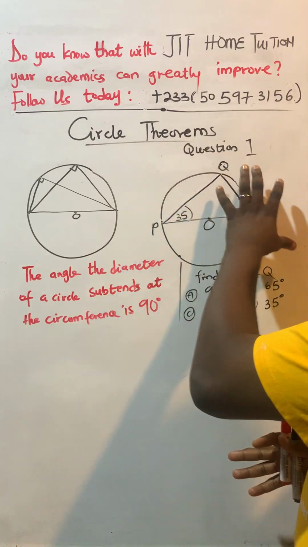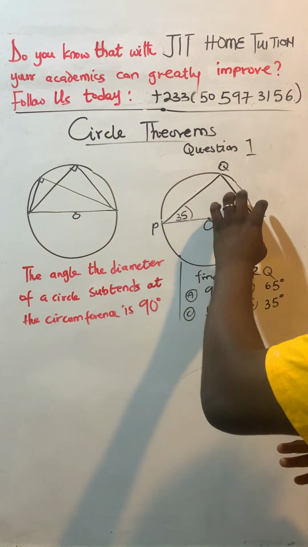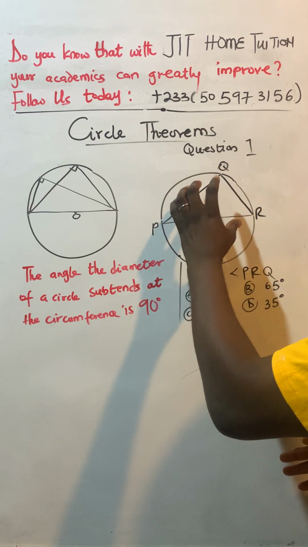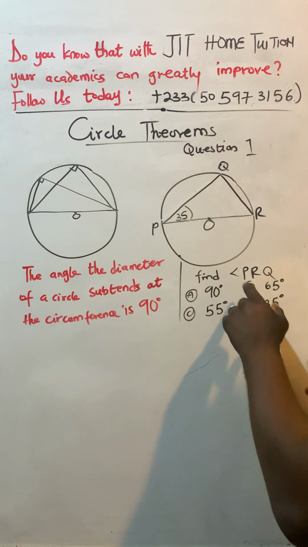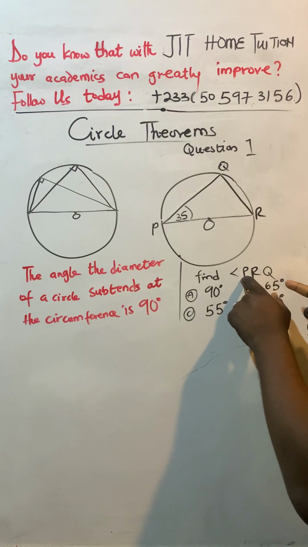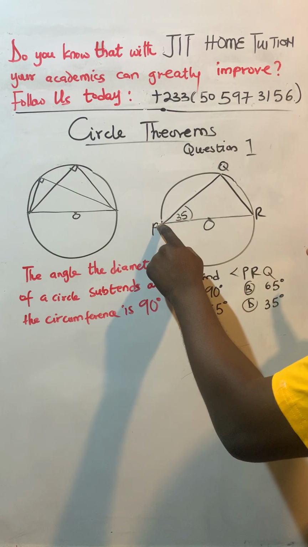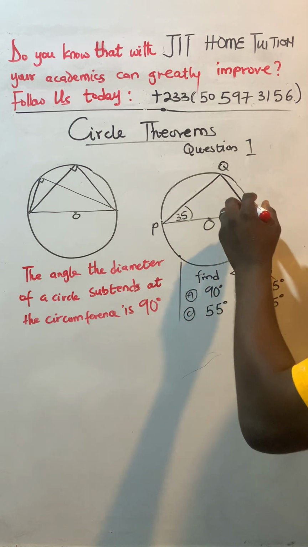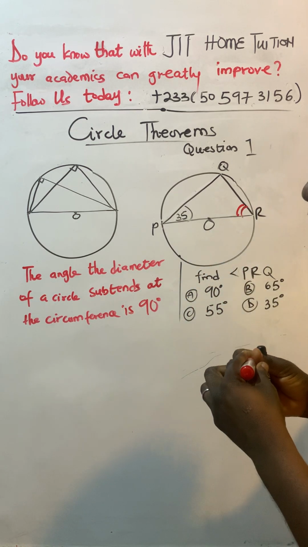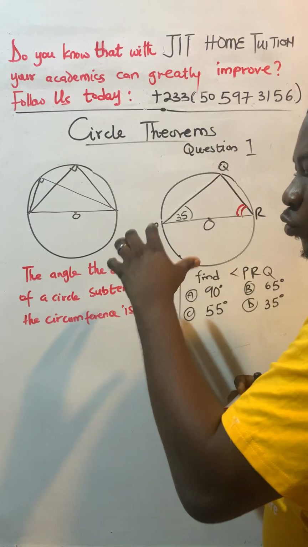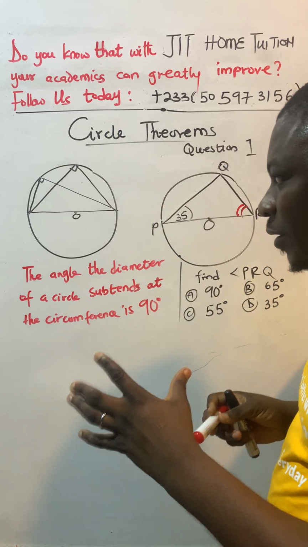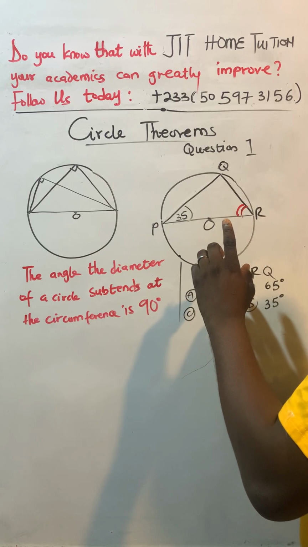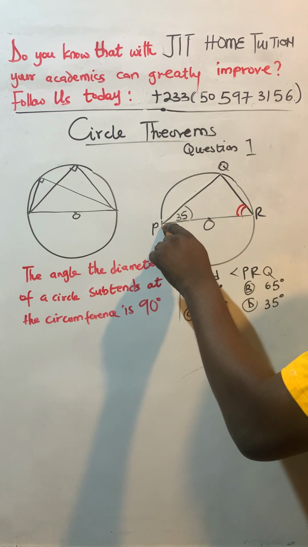So this question is saying that you have a circle, and within the circle there is a triangle, and the question is saying that find angle PRQ. So that means the angle at this side is what you're looking for. Now I wrote this theorem here to help you understand this question better. Whenever you have a question like this, you have to first of all look at where this one is.